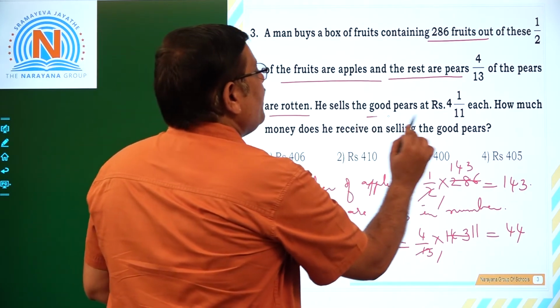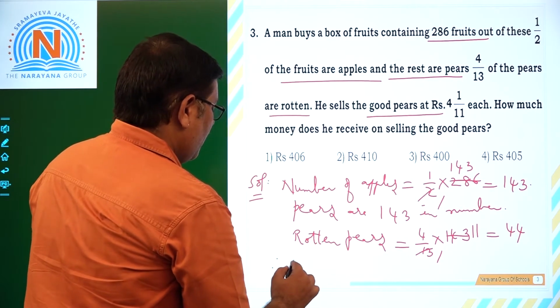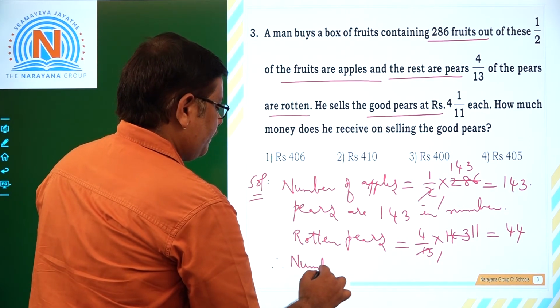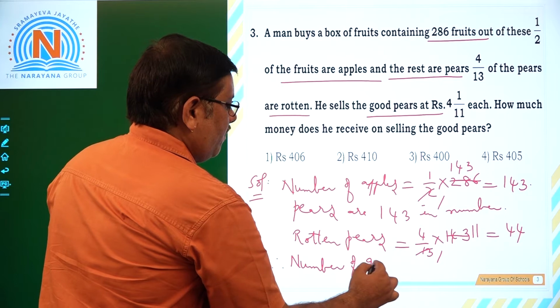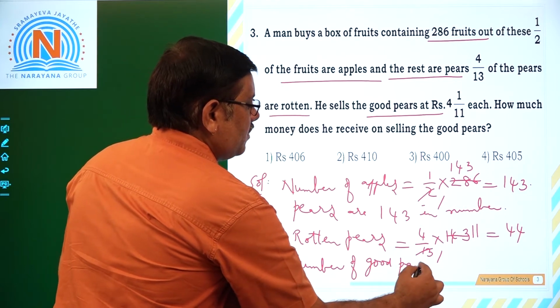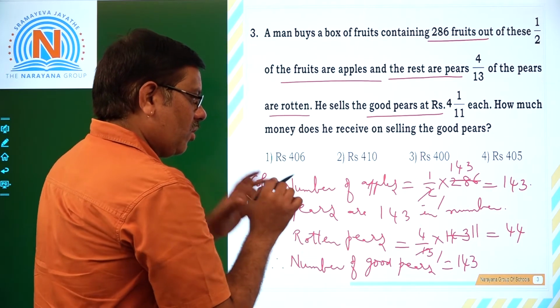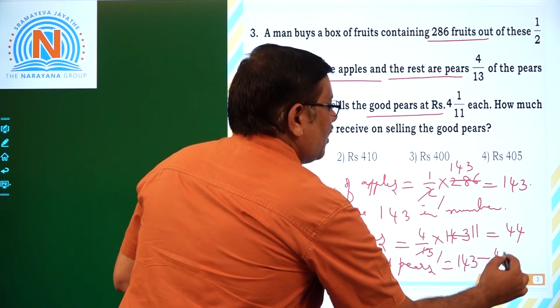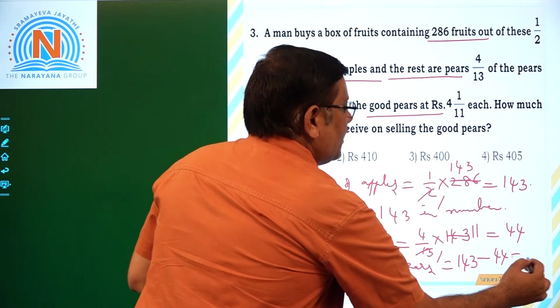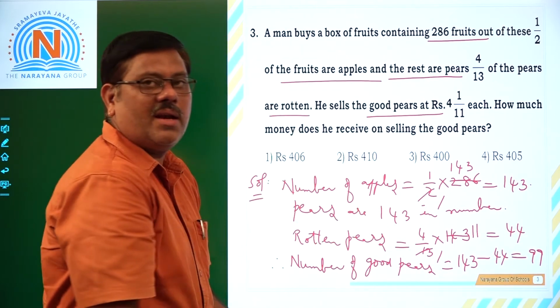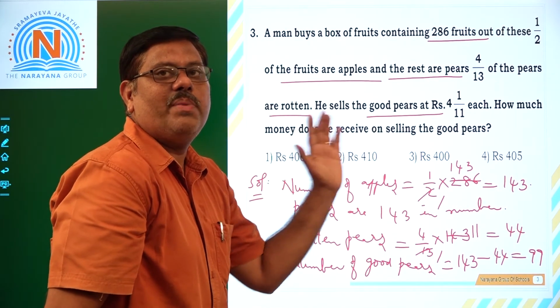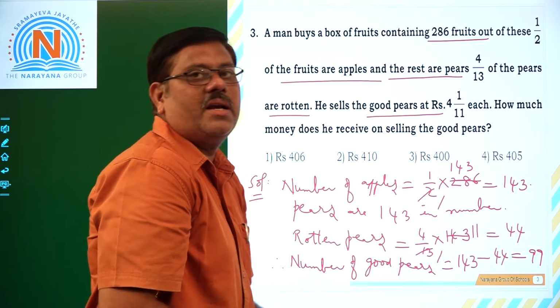He sells the good pears. Therefore, number of good pears. How many? 143 total. The total number of pears minus rotten, which are 44. So that is nothing but 99. There are 99 good pears. So you can sell these 99 pears.